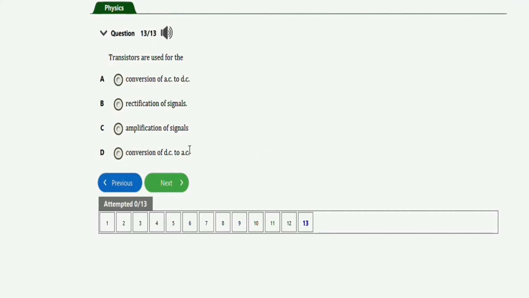This basically can deal with problems involving transistors for your JAMB Physics. Transistors are problems under electronics. So we practiced with 13 repeated questions for transistors. Hope you learned something interesting from the video.